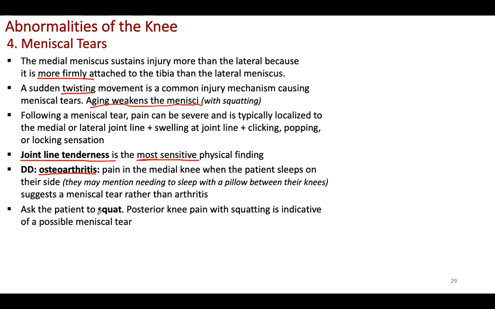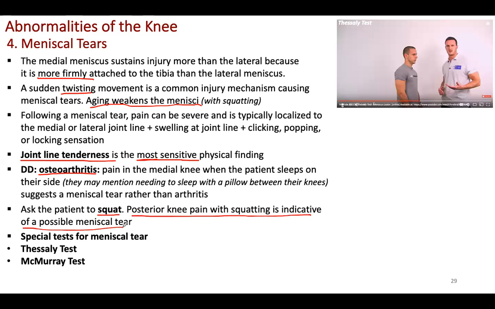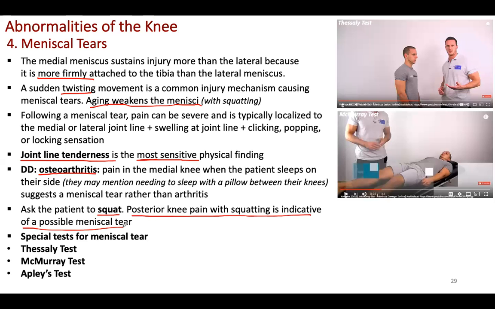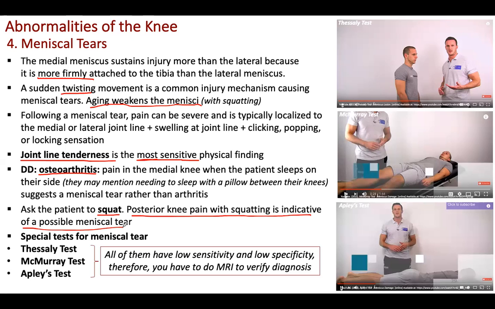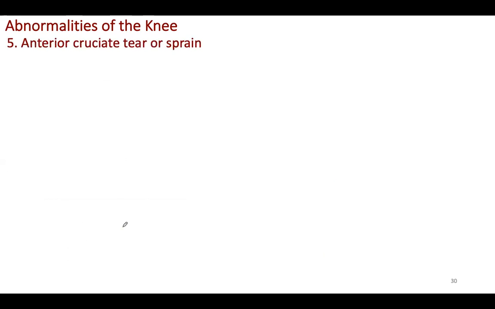Ask the patient to squat. If the patient develops posterior knee pain with squatting, this indicates a possible meniscal tear. The special tests for the menisci are the Thessaly test, McMurray test, and Apley test, all of them not as sensitive as joint line tenderness. All of them have low sensitivity and low specificity, okay? And of course, MRI confirms the diagnosis.